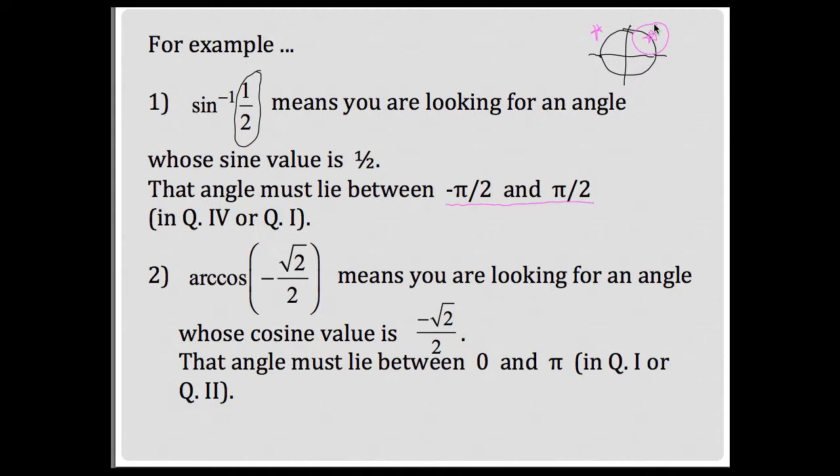All right, let's look at a cosine example. So if we have inverse cosine of negative root 2 over 2, that means we're looking for an angle whose cosine is negative root 2 over 2. Well, let's think of it from the perspective of the unit circle again.